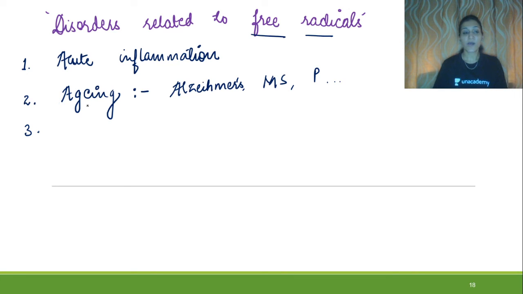The third one is atherosclerosis. What will happen in this? There will be an increased level of LDL, which will change into oxidized LDL, which will attract macrophages, which will convert into foam cells, and the foam cells will convert into atheromatous plaques. So atherosclerosis. The fourth one is bronchoalveolar disease.